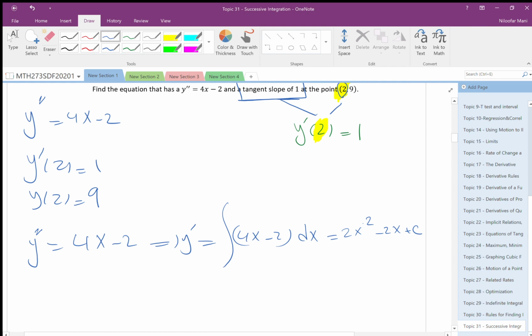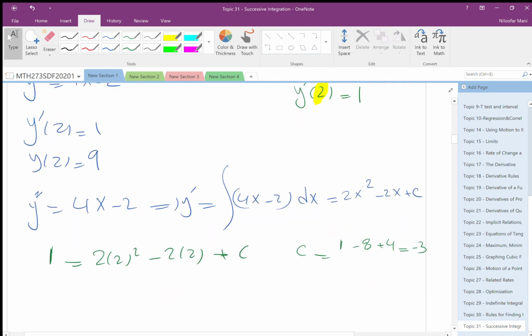Can I find c here? Yes, I know the first derivative is 1 when I plug in 2. So I have 2 squared minus 2 times 2 plus c, and then c is 1 minus 8 plus 4, which is minus 3. So 8 minus 4 is 4, and 4 minus 3 is 1. So that's the answer for y prime. But remember, here you just find y prime because you did one integration. So you start from the second derivative and go to the first derivative with integral, and you find c here.